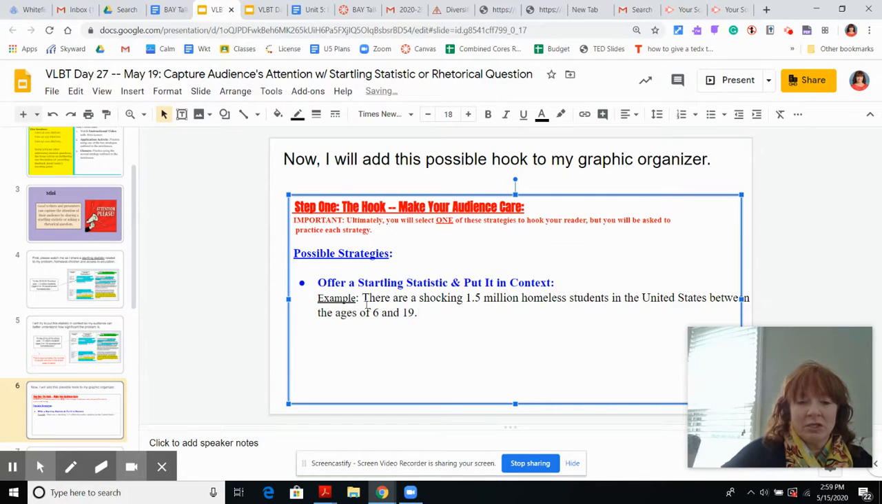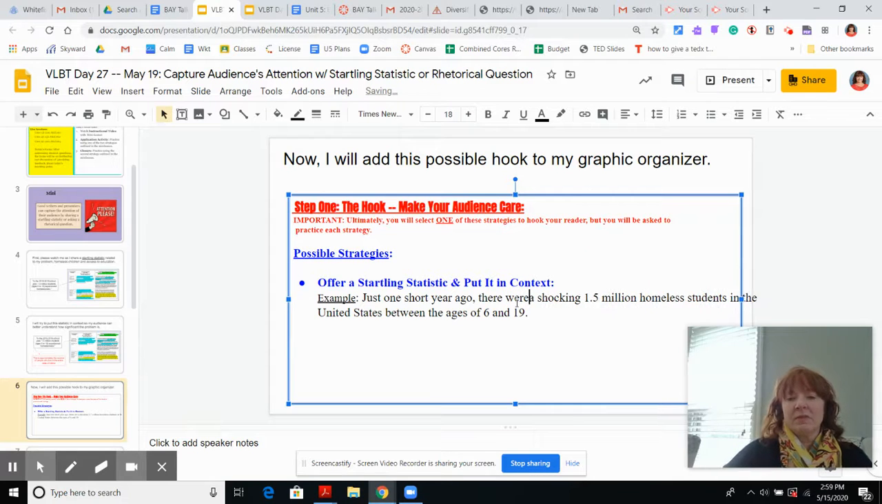Noticed I didn't put my year here, so I'm actually going to go back and say it was probably 18 to 19, that was just a year ago. Just one short year ago, there were a shocking 1.5 million homeless students in the United States between the ages of 6 and 19. This is roughly the population of the entire state of Idaho.